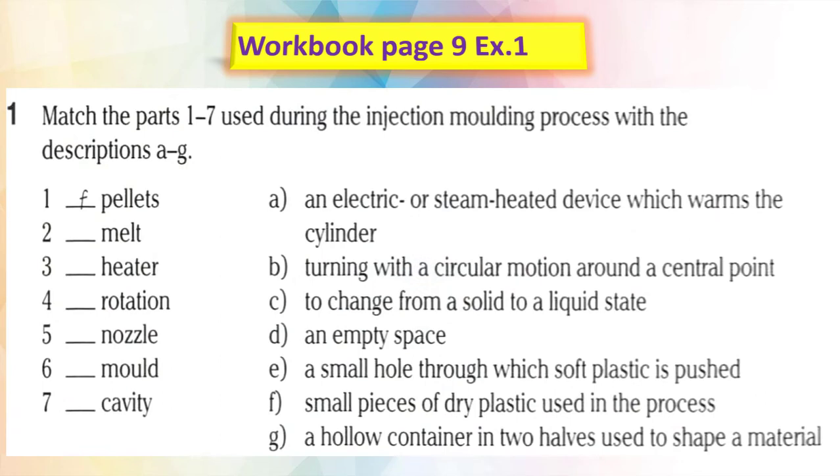Now please open your workbook, page 9, exercise number 1. You have to match the parts 1 to 7 used during the injection molding process with the descriptions A to G. Try to read the definitions carefully. You have 5 minutes. When you finish, play the video to check your answers. You can start now.